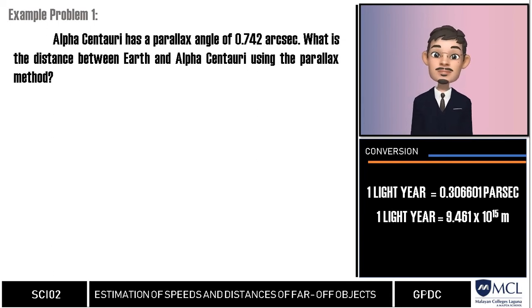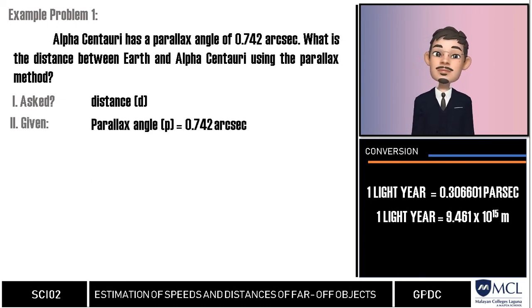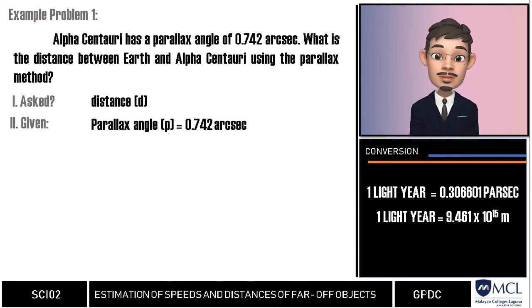First, we identify that what is asked in the problem is the distance between the Earth and Alpha Centauri. The given is the parallax angle of Alpha Centauri, which is equal to 0.742 arcsec.